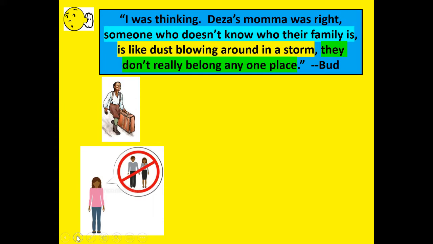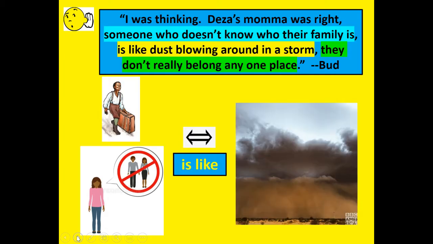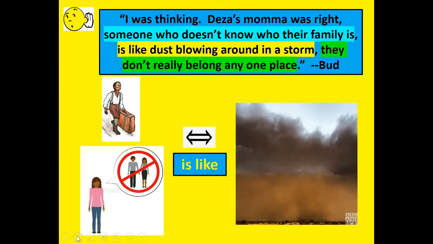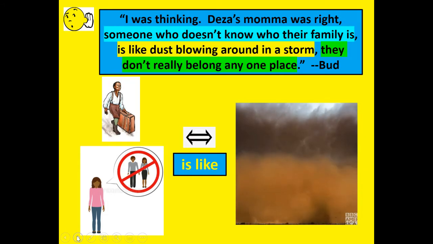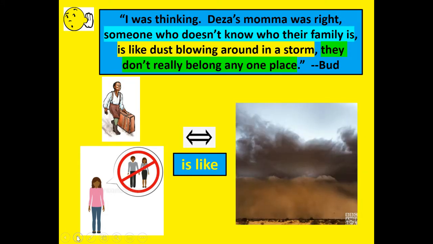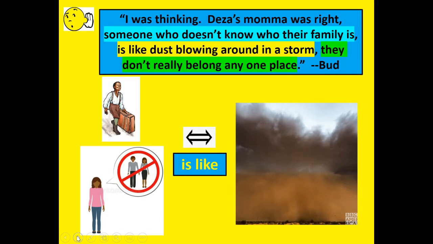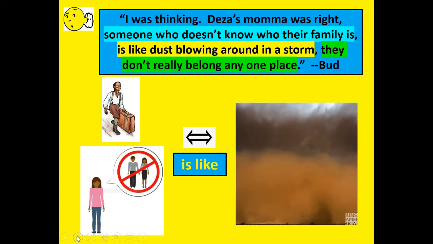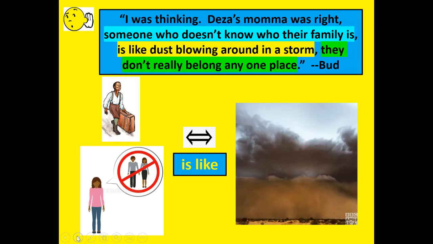So Bud is comparing himself, or someone who doesn't know who their family is, to a dust storm. So Deeza's mama was right. Someone who doesn't know who their family is like dust blowing around in a storm. They don't really belong any one place.